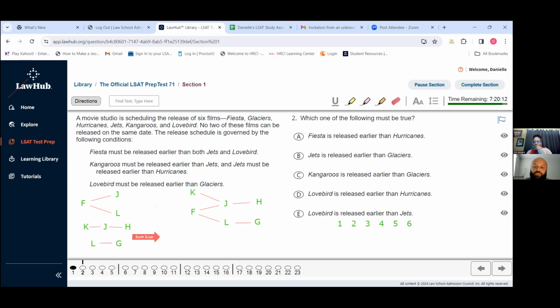Look at all the wrong answers here. J is released earlier than G. Here's J. Here's G. They're not on the same strand. They have no direct relationship, so I don't know which one is first. K is released earlier than G. Here's K. Here's G. No direct relationship. L is released earlier than H. Here's L down here. Here's H up here. No direct relationship. It's so predictable. How do you write the wrong answers for a must be true question? You give variables that have no relationship, because it doesn't have to be true.